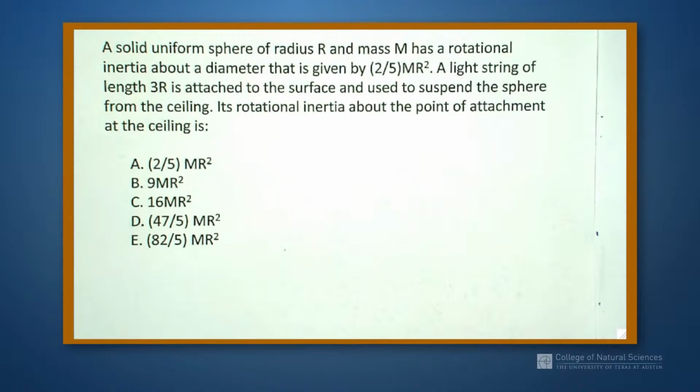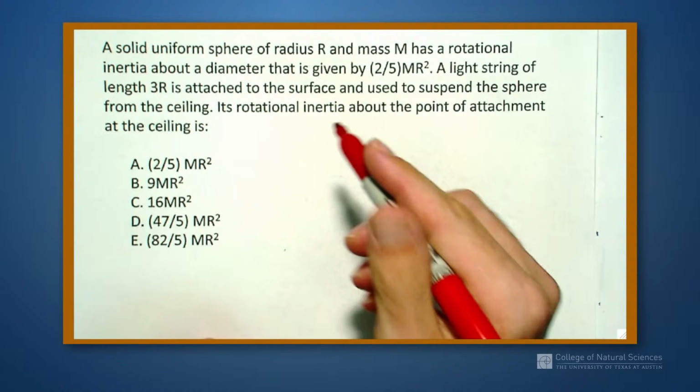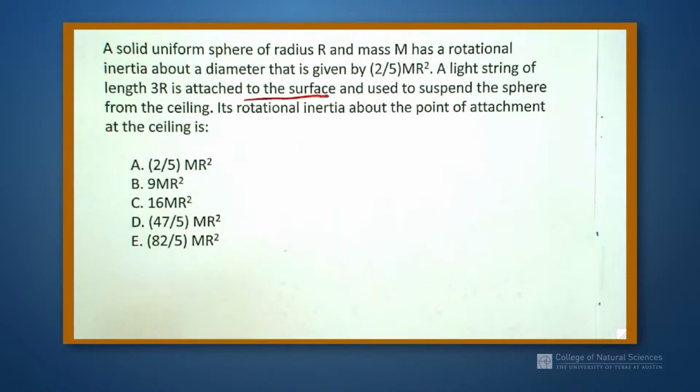So this question says that we have a solid uniform sphere of radius r and mass m, and its rotational inertia about a diameter is given by 2/5 mr squared. A light string of length 3r is attached to the surface. I'm going to highlight that right now so I don't forget that it's attached to the surface, and it is used to suspend the sphere from the ceiling. The rotational inertia about the point of attachment is what?